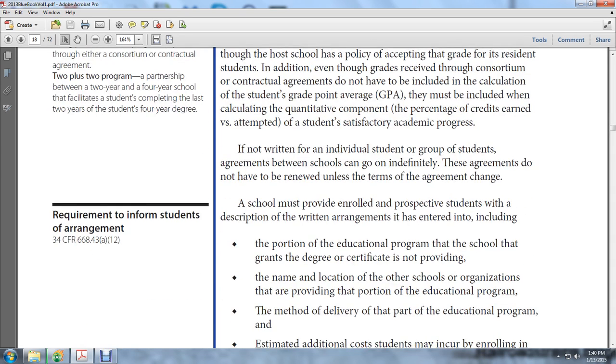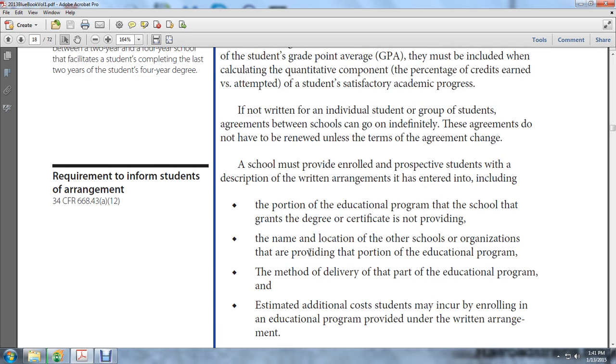Requirements to inform students: a school must provide enrolled and prospective students with a description of the written arrangements it has entered into, including the portion of the educational program provided by the other school, the grants and degrees or certificates awarded, the name and location of the school or organization providing that portion, the method of delivery of that part of the educational program, and the estimated additional costs students may incur by enrolling in an educational program provided under the written arrangement.